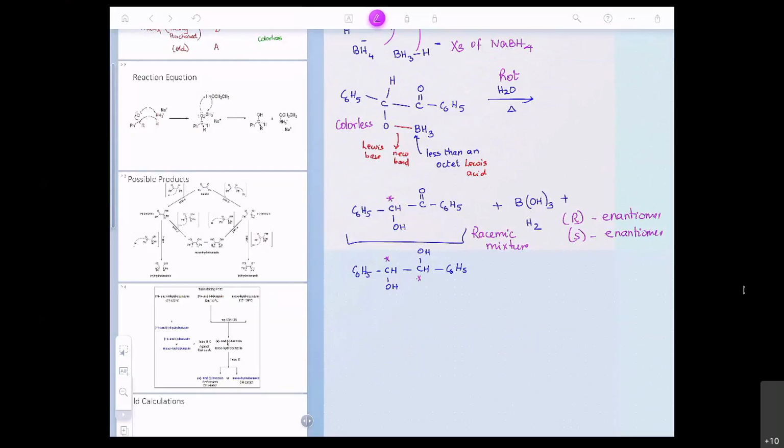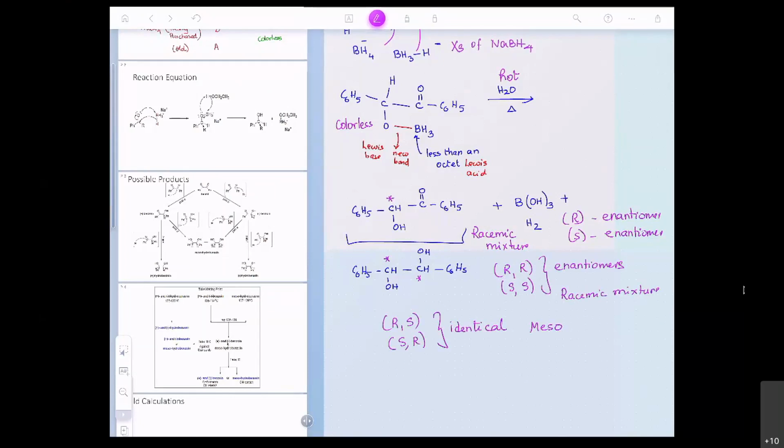To get the complete reduction, you can get four possibilities. You can get RR and SS enantiomers. So it can attack from the top, from the bottom. So you'll get 50% of each, and that would be a racemic mixture. So you'll get 50% of the RR and 50% of the SS. Or you can get the RS and the SR. These are identical. These are your meso compounds.